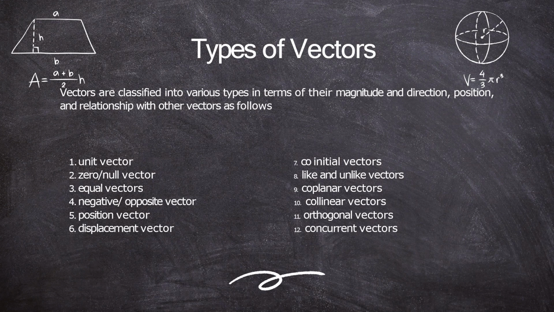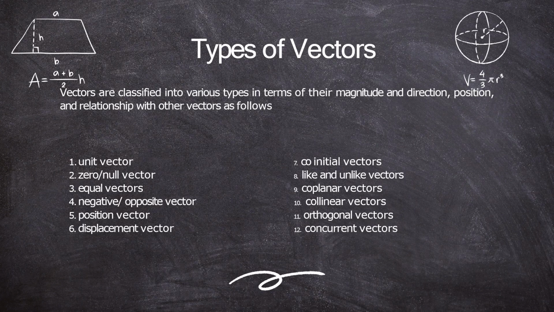For example, I've already discussed what a unit vector is. It means a vector of magnitude 1 unit. Again, a zero vector will be easy. It will be a vector of magnitude 0 unit. Then we have negative or opposite, which means the direction is opposite. Equal means they have the same magnitude and the same direction.